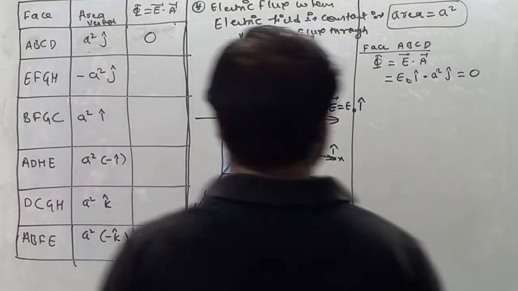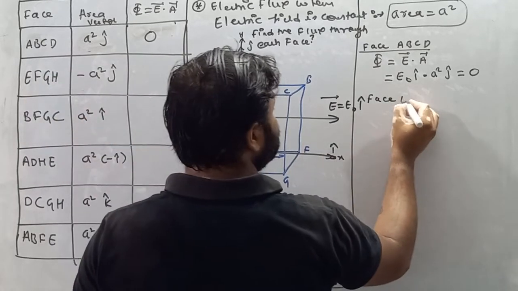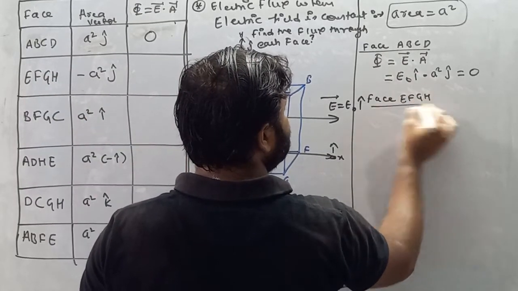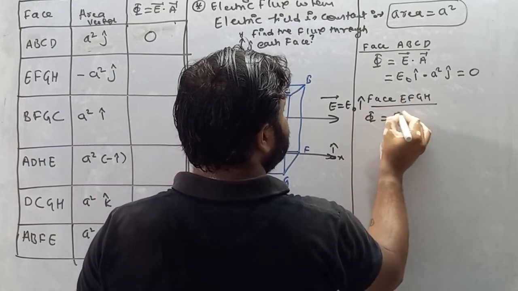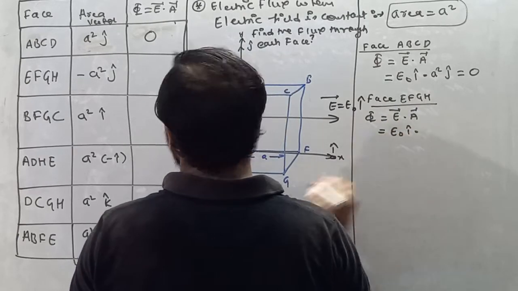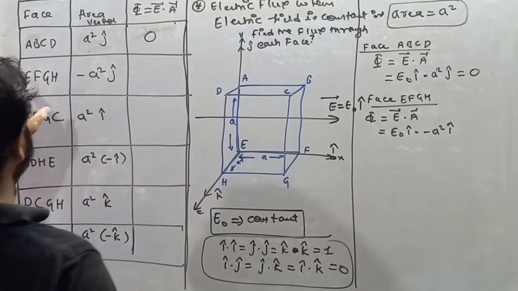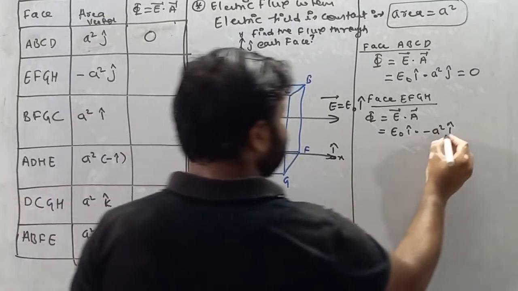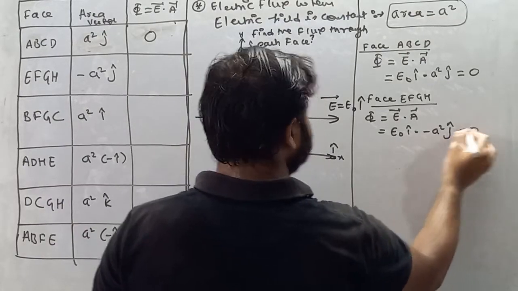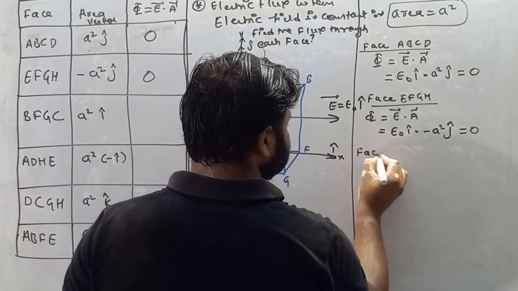Now moving forward, face EFGH. Again flux is equal to E vector dot A vector. E vector is E naught i cap and A vector is A square minus j cap for EFGH, I'm sorry. So i dot j again is 0, so again flux is 0. Now see, face BFGC.